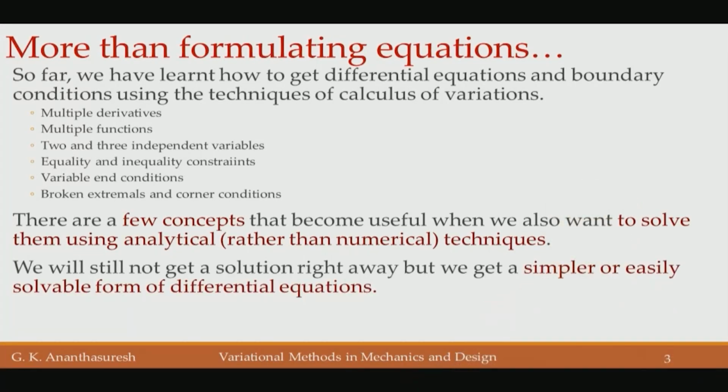After doing this, let us be warned that we will still not get a solution, but we will arrive at equations that are simpler or easier to solve. Whatever we discuss in this lecture does not enable you to solve any problem, but it will give you a method to simplify the equations under certain conditions, not always.